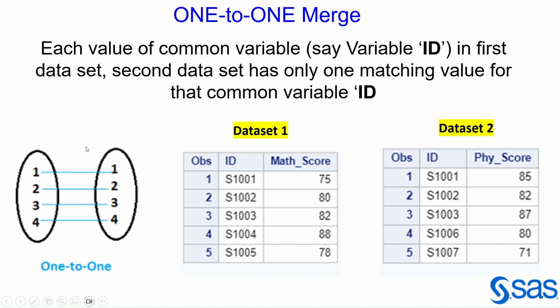Likewise, this is a schematic. You can see how the common variables are present only once in data set 1, as well as the matching values being present only once in the second data set as well. That kind of merge is called a one-to-one merge or one-to-one join.